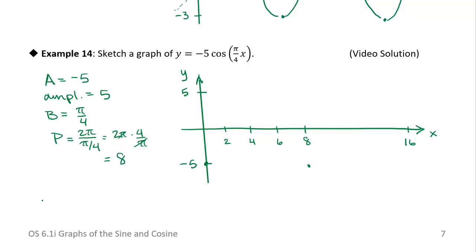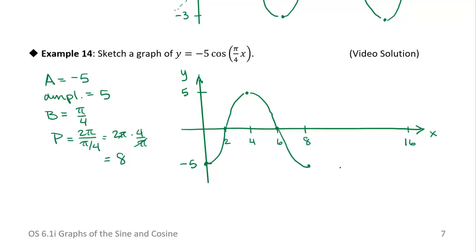Okay, and then I go to the middle. Now in the middle, I'm going to be at this negative a, and again, negative a is the negative of -5. So I'm going to be at +5. And then I'm going to cross the x-axis at these quarter points. And then I'm just going to connect it with a smooth curve. And then there we go. We've got 1 period of this cosine function.